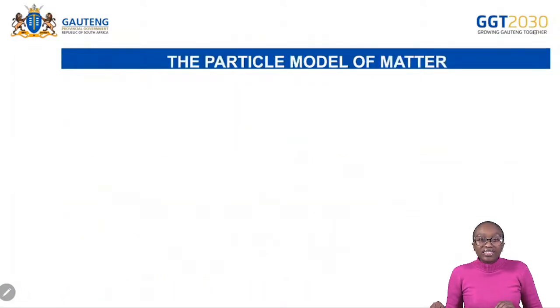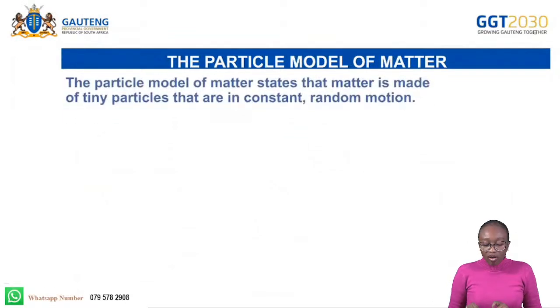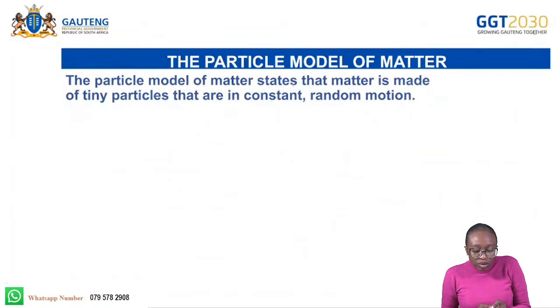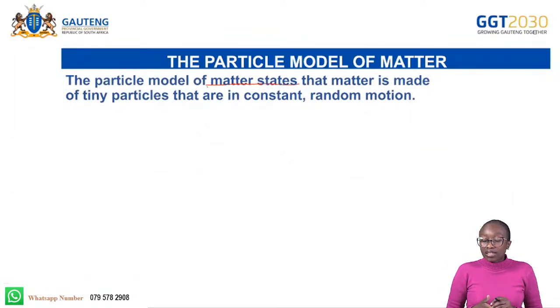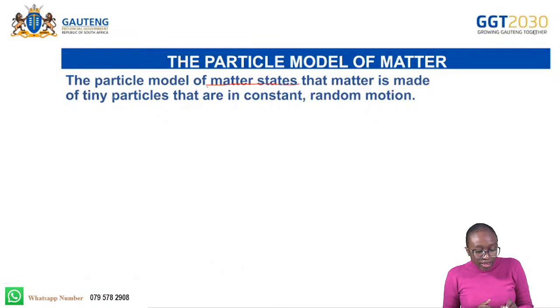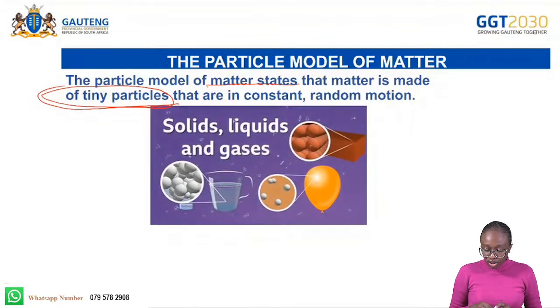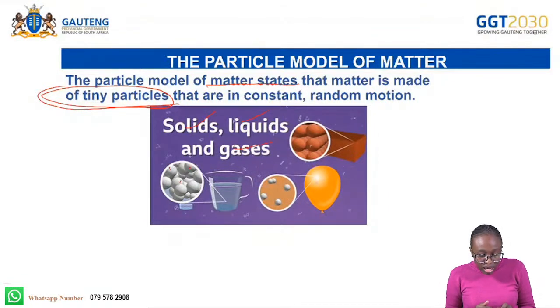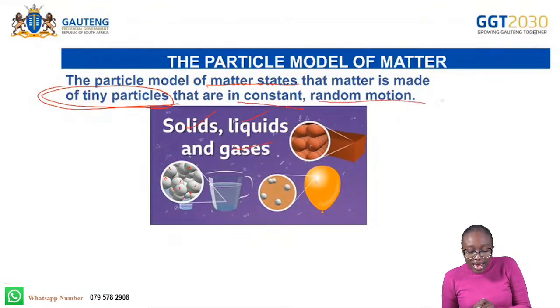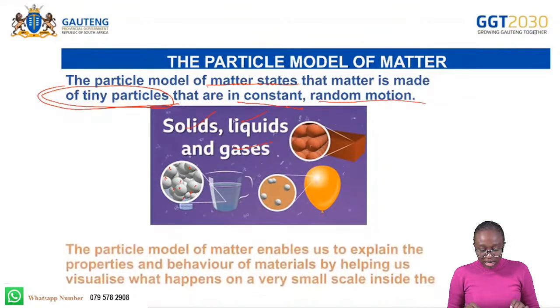Now, let us begin. The particle model of matter. The particle model of matter states that all matter is made of tiny particles that are in constant random motion. And remember, the three states of matter are solids, liquids, and gases. And the particles that make up matter are in constant random motion.